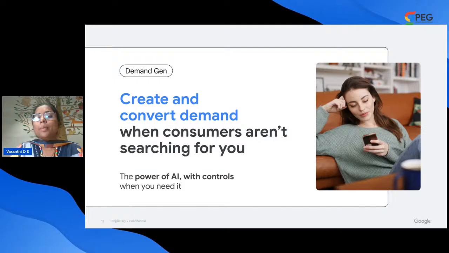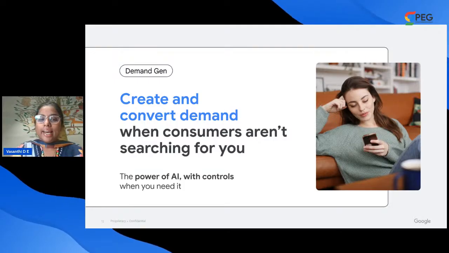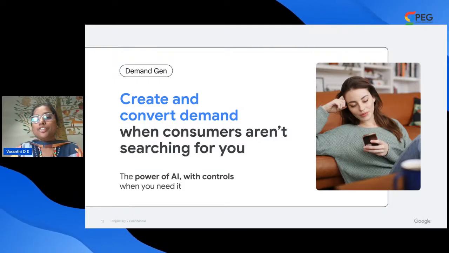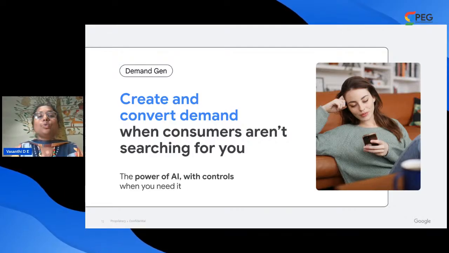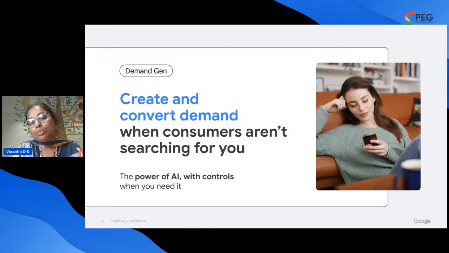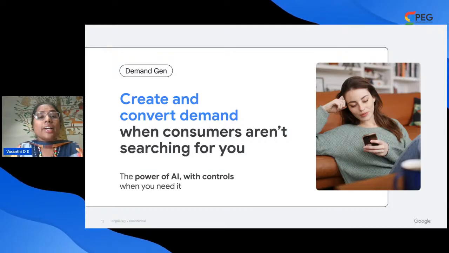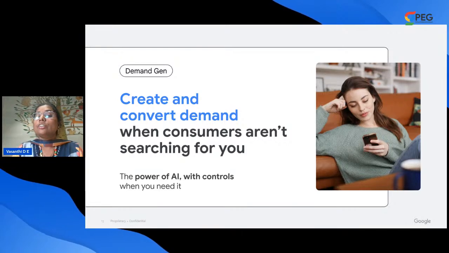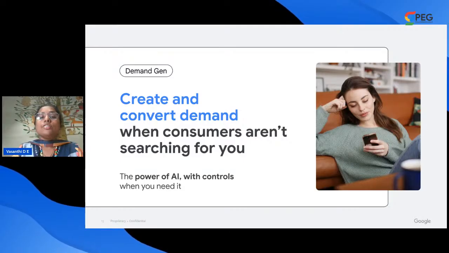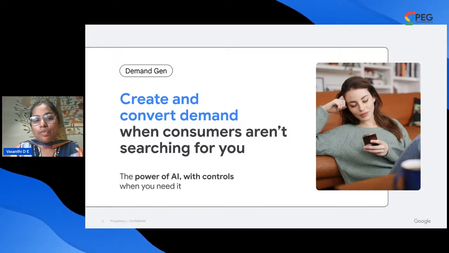Now, when we talk about demand gen campaigns, you can create and convert demand when consumers are not searching for your brand or the services that you provide, right? As I said, it's an AI powered campaign. It uses AI to find the right customers at the right moment in the right placements. The effectiveness of demand gen campaigns is largely driven by Google's artificial intelligence. The AI is used to identify the right audience, as I said, and it also optimizes the ad delivery and helps you maximize results for your campaign.